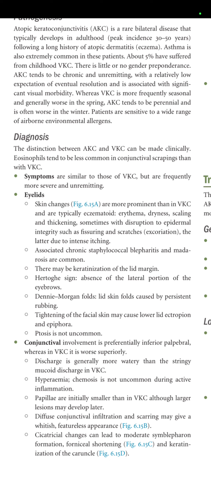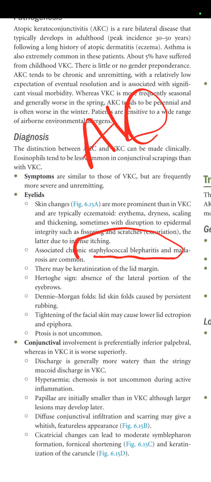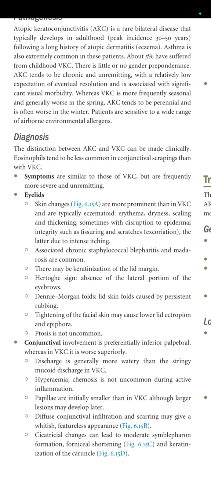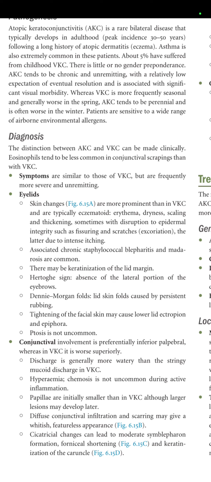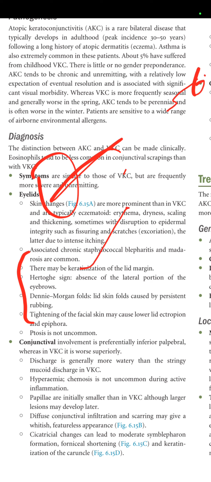Very important, there will be associated staphylococcal blepharitis with AKC, and madarosis means loss of eyelashes. There may be keratinization of the lid margin, Hertoghe sign, absence of the lateral portion of the eyebrows, and Dennie-Morgan fold, a lid skin fold caused by persistent rubbing. Tightening of the facial skin may cause lower lid ectropion and epiphora, and ptosis is not uncommon. So basically, very important, Hertoghe sign means that the lateral portion of the eyebrow will be absent, and Dennie-Morgan fold is due to persistent eye rubbing, producing lid skin folds.